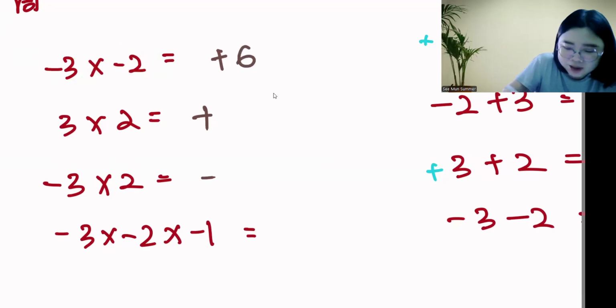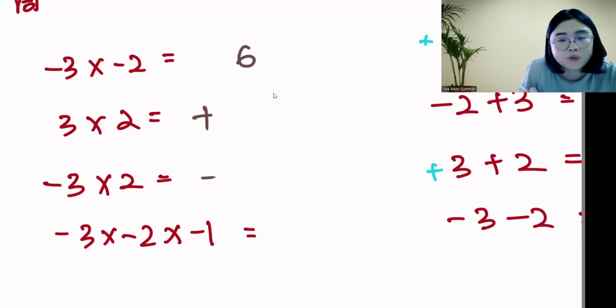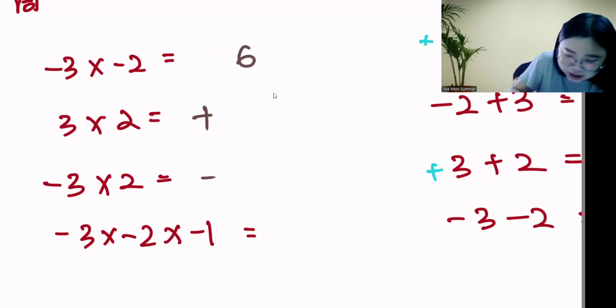Of course, when it's plus, right, we no need to ask. We no need to write plus. Okay. 3, 2, 6, same. No need to write. Skip it. And then 3, 2, so also 6.